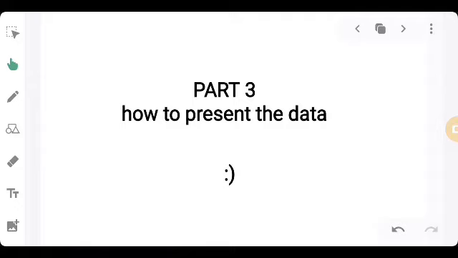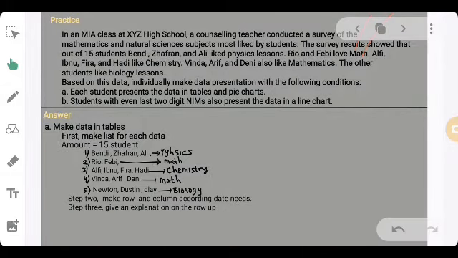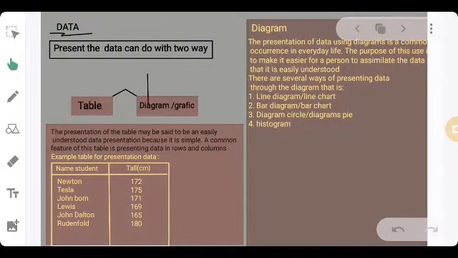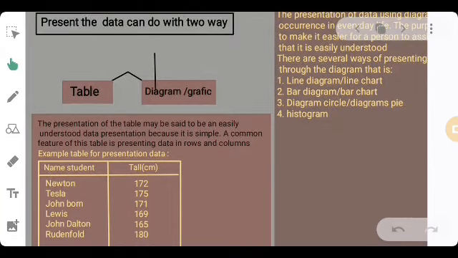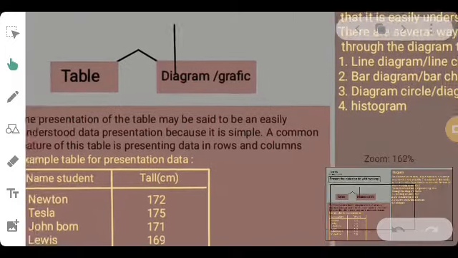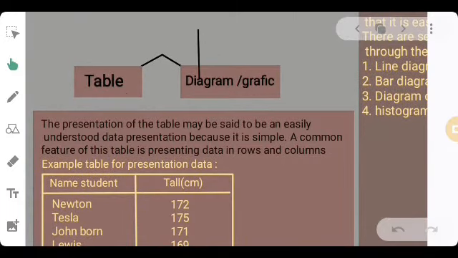Okay, part 3, how to present the data. Presenting the data can be done in two ways. Way one is a table, and way two is a diagram or graphic. The table is a very easy way, and the diagram graphic is also a very easy way.